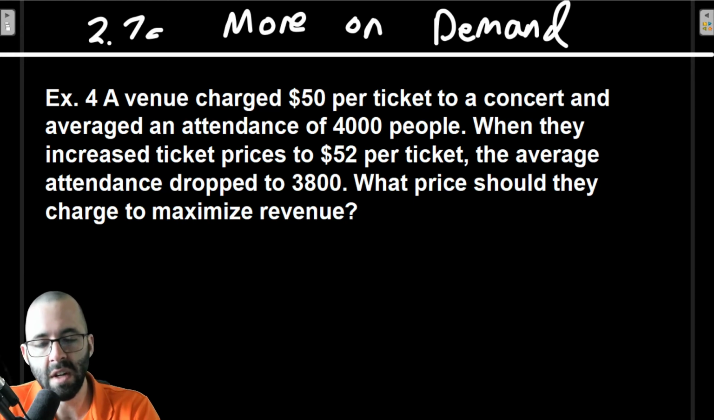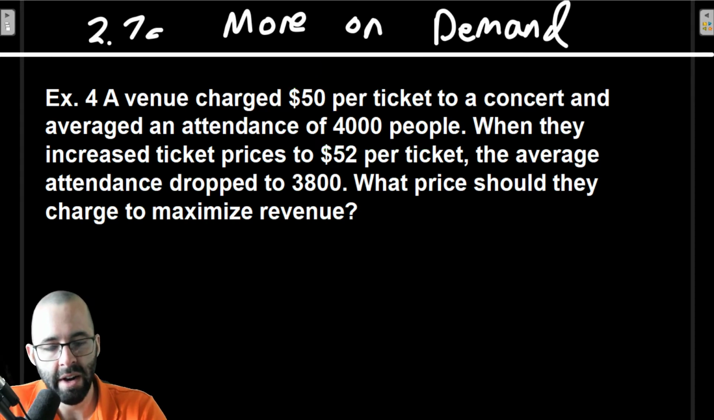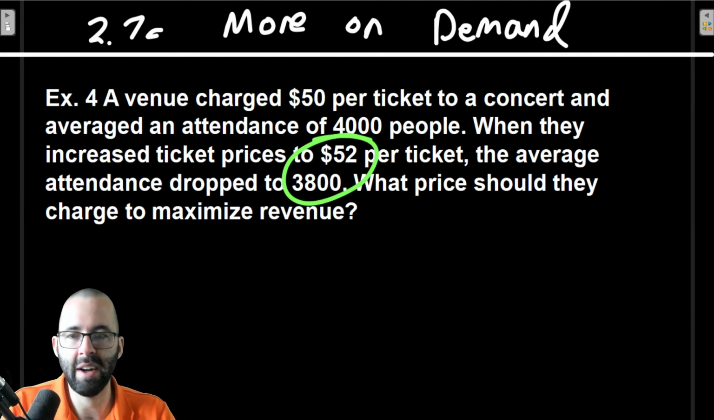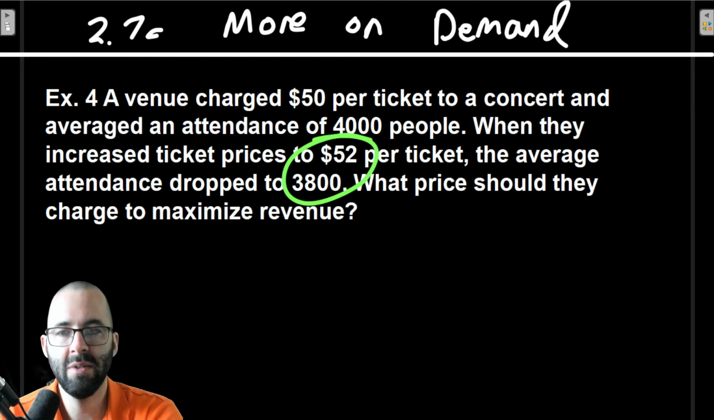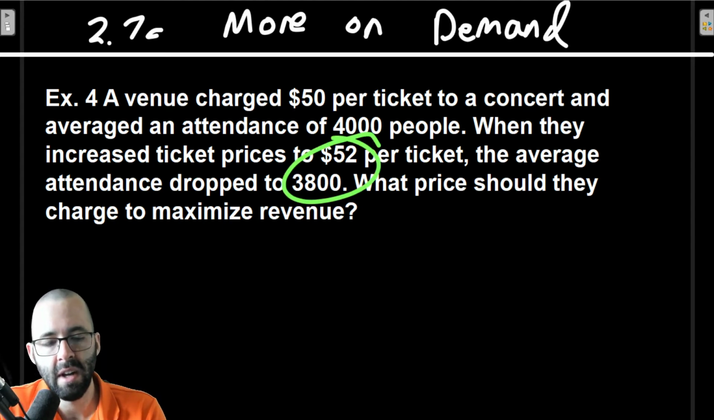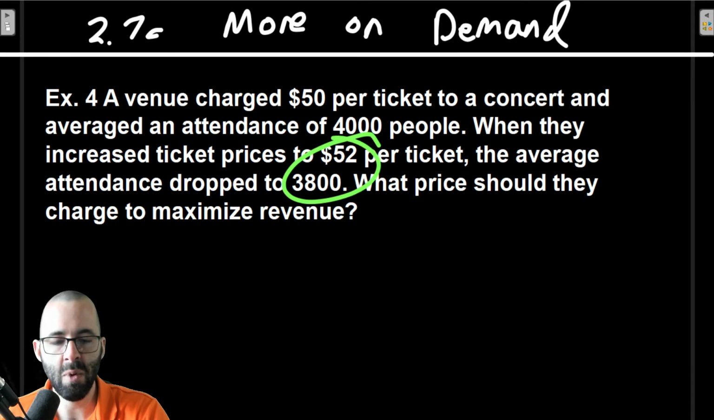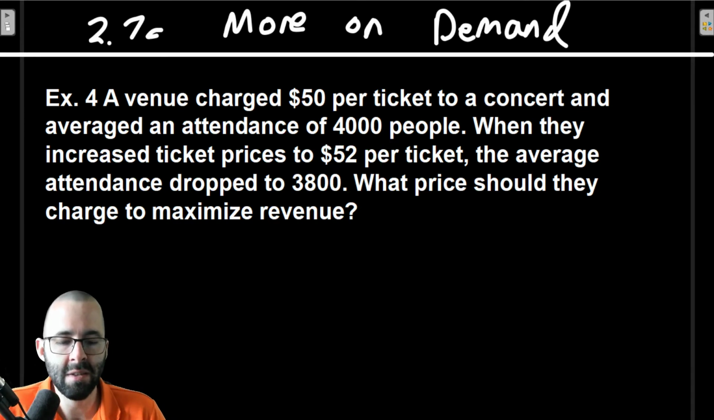Okay, so again, we could look at what the revenue was in this situation. It was $200,000, 50 times 4,000. What was the revenue over here? It was 3,800 times 52, which is $197,600. So increasing the ticket price made us less money. So the question is, where's that sweet spot? Increasing by $2 wasn't the call. What should we charge to maximize revenue?